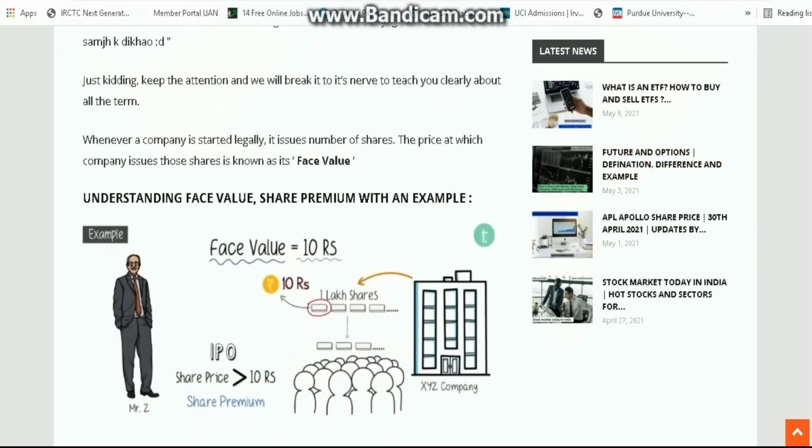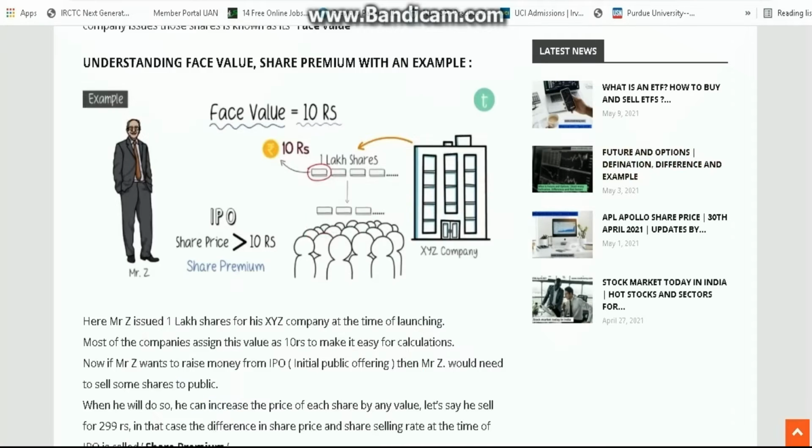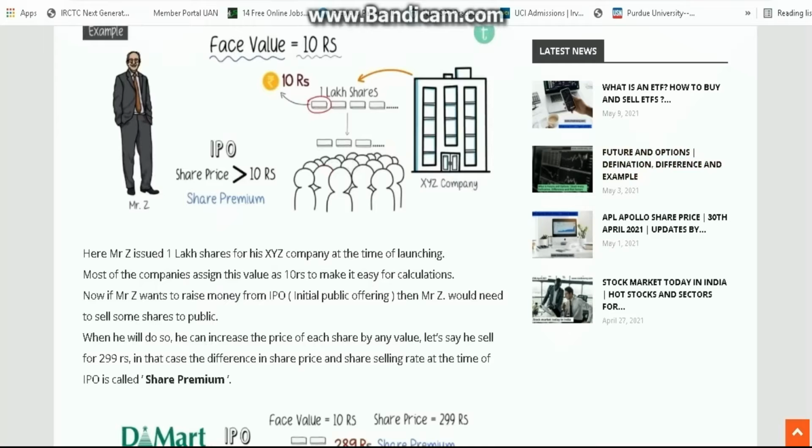Whenever a company is started legally, it issues a number of shares. The price at which the company issues those shares is known as face value. As we just gave an example, let's take another example so you can understand this very easily and conveniently.